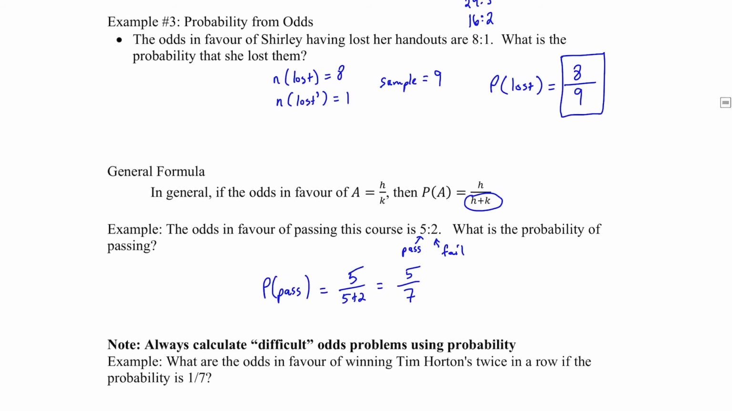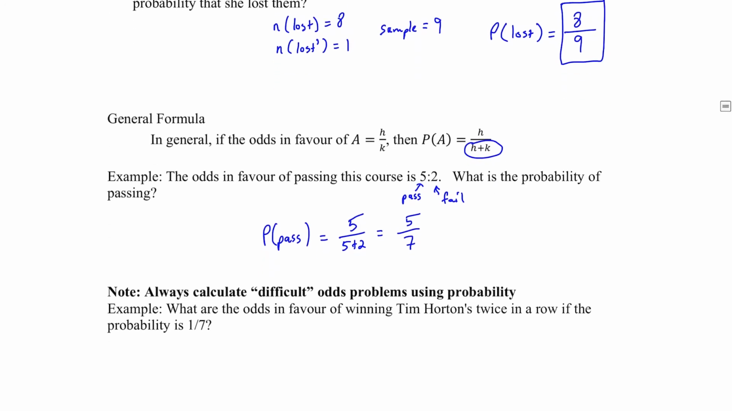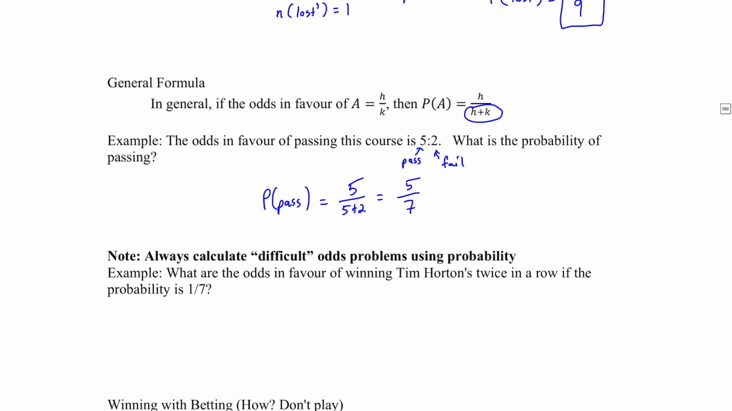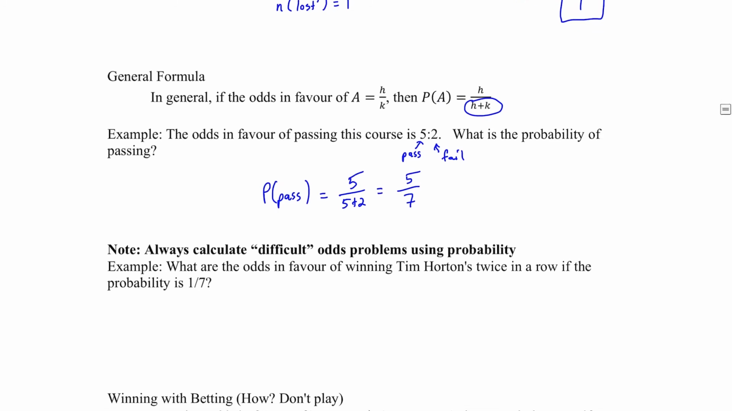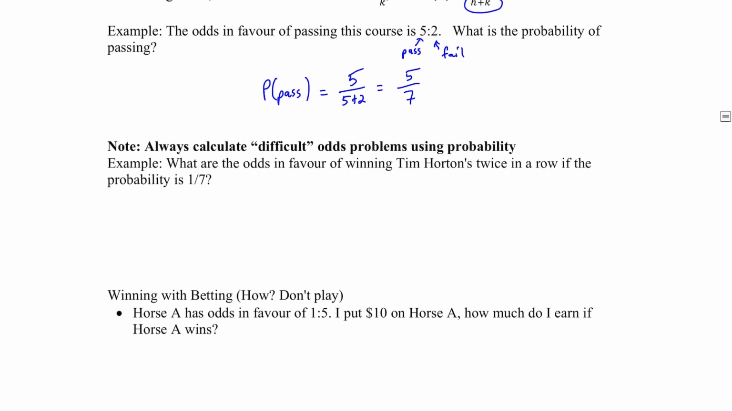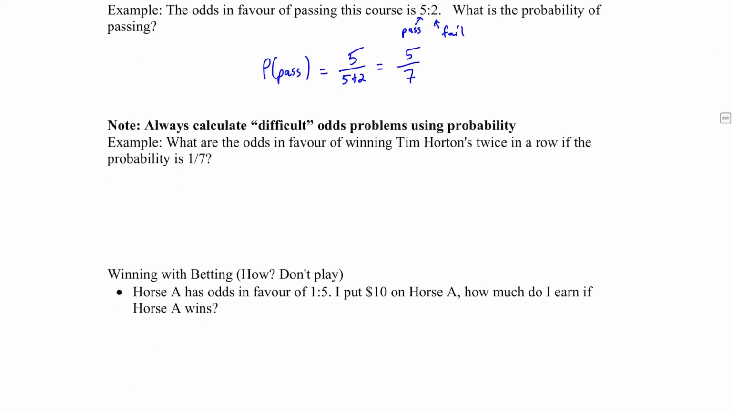Now I've noticed when I do these questions that it's quite difficult to do questions in ratios. And when questions get quite intricate, I find it best to do my work in fractions with probability and to convert my final answer to odds. So let's do an example of this. For example, what are the odds in favor of winning Tim Hortons twice in a row if the probability is 1/7?